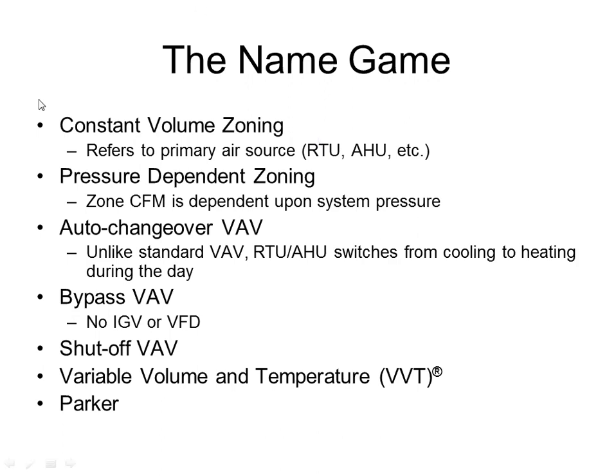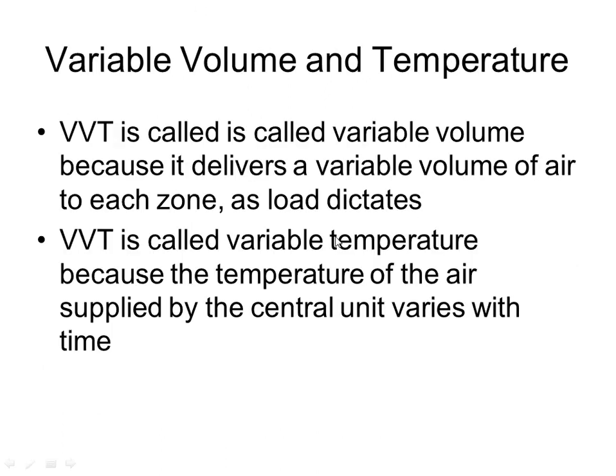So just for your reference, a little bit more on variable volume and temperature, why it's called that. It's called variable volume because each of the zones is varying the volume of air going to each zone. It's also called variable temperature because you're actually varying the temperature from the air source. That's the big difference between VAV. With VAV, you're only doing cooling mode, but with VVT, you can also do heating mode.